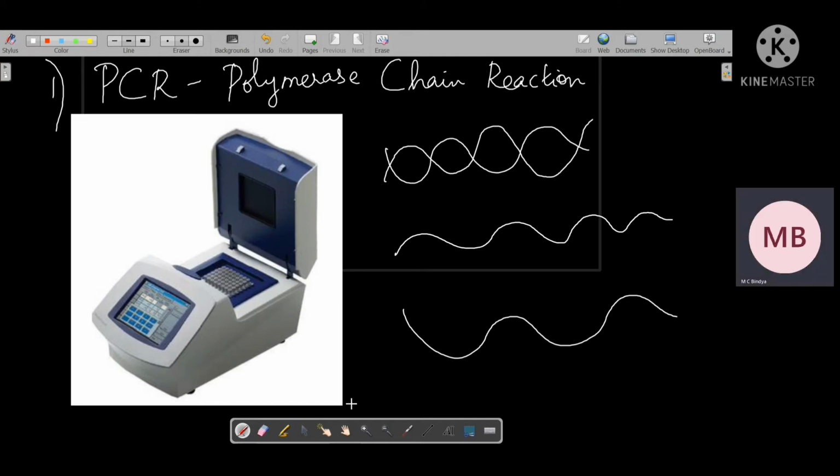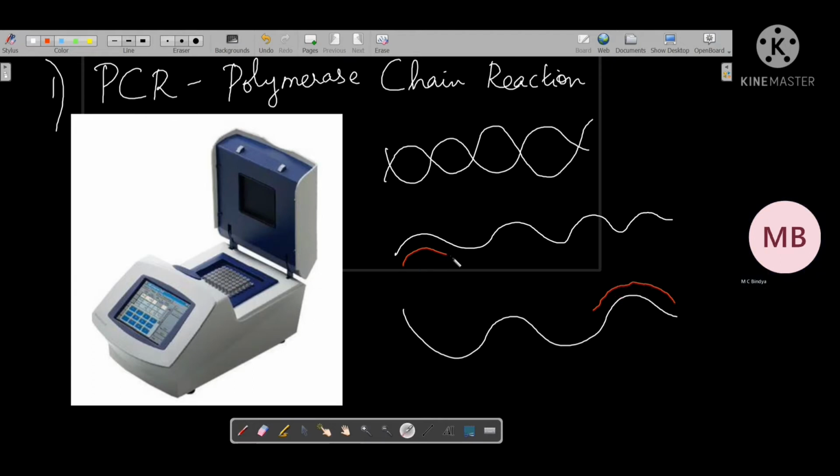After that, they add primers that can begin the replication. So there will be a DNA polymerase enzyme like Taq polymerase, that is from the bacterium Thermus aquaticus. They are heat resistant. The primers are actually RNA.